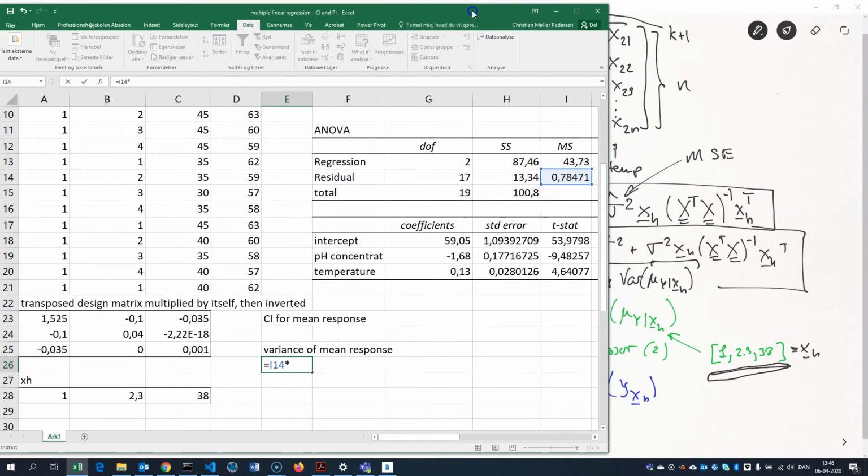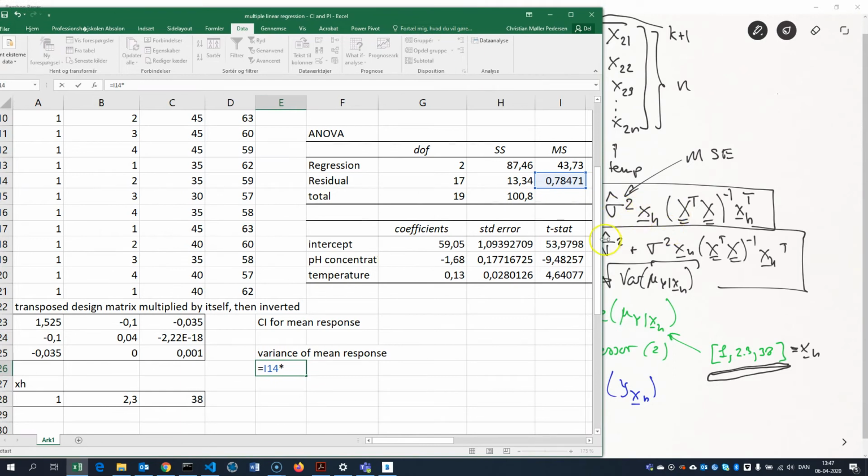And let's see what the formula says. That was this one, and then we need the XH here multiplied by this matrix here. So I need an M product, or M mult in English, of this vector here and this matrix here. Right, so that was this part of it, and this vector here should then be multiplied by this vector here.